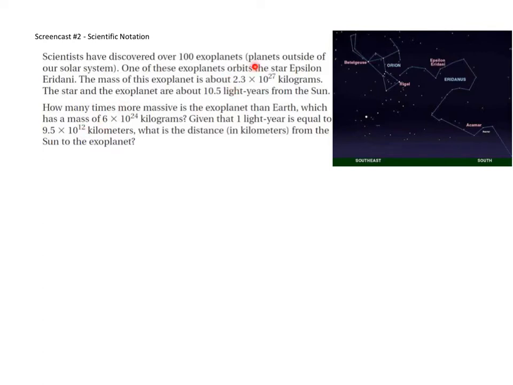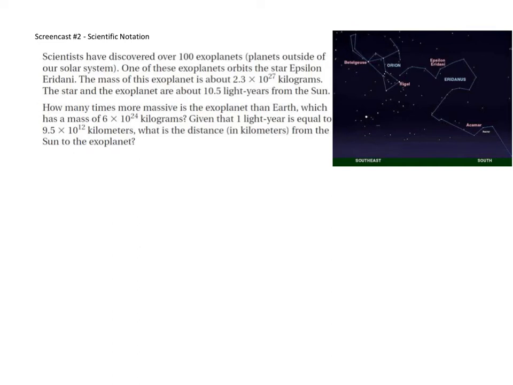Forget the 6 and the 2.3, okay? Look at the exponents. Earth's exponent is 24. This new exoplanet's is 27, thus instantly making it larger, because 10 to the 27th, of course, is larger than 10 to the 24th. We know this. One has 27 zeros, the other has 24. So it's already bigger. The question is, how many times more massive? In other words, how many times bigger?